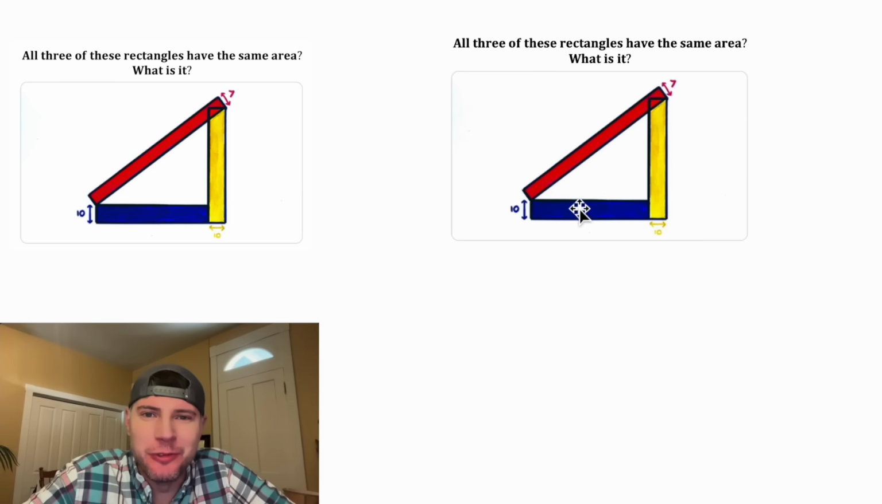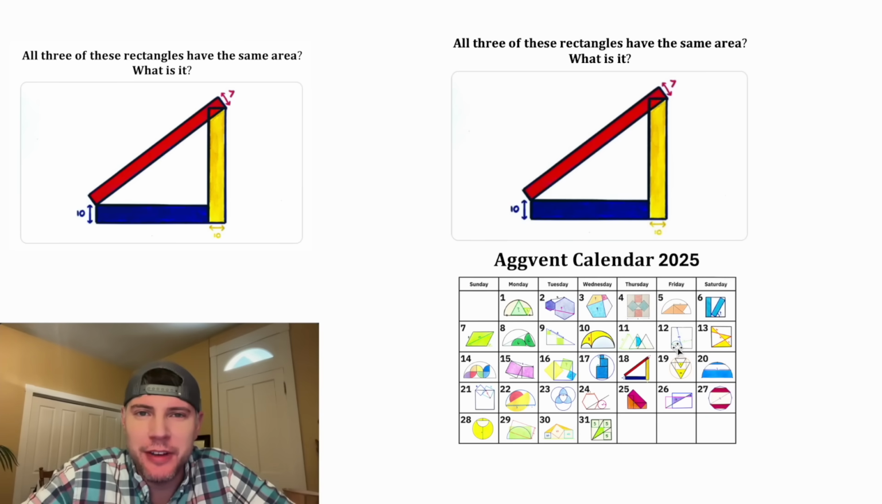Hey guys, this looks like a fun one. We're given three rectangles and they all have the same area. And the question is asking, what is that area? This is day 18 of the 2025 Advent calendar.